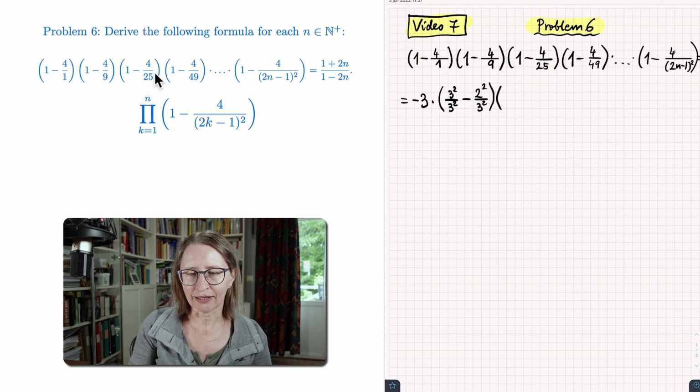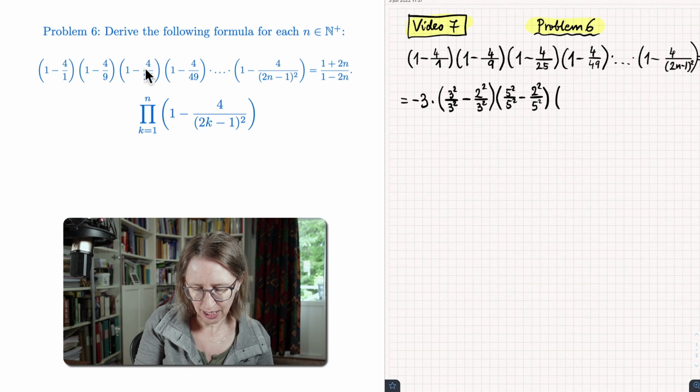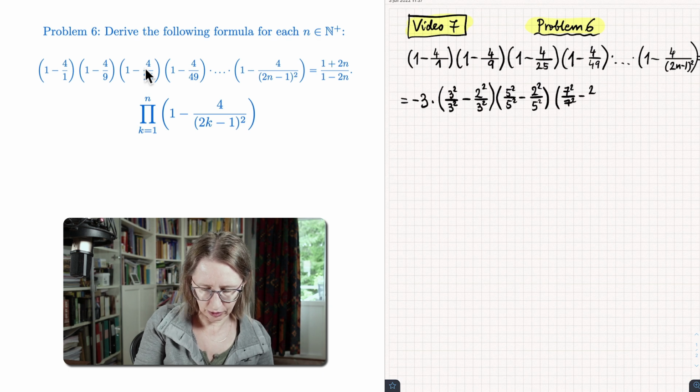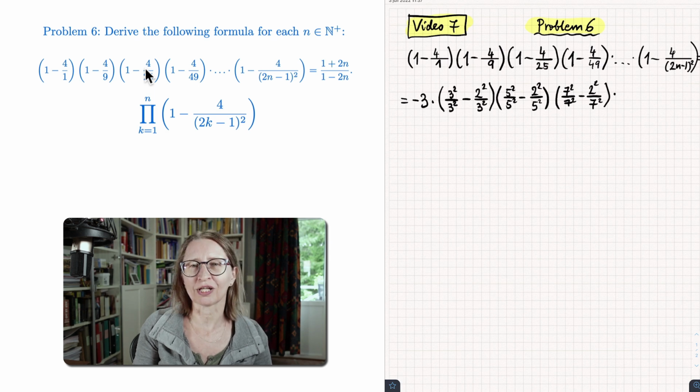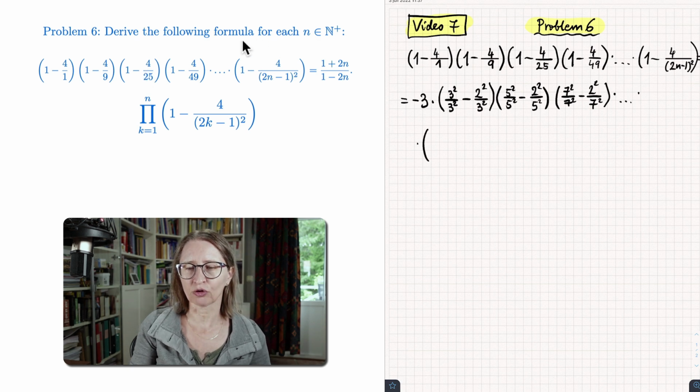But in the next one I have a denominator 5 squared. So I write here 5 squared divided by 5 squared, like this. And the next one, 7 squared divided by 7 squared minus 2 squared divided by 7 squared. And so on and so on. And now maybe I will write down the last but one, which is not visible here. But you know that it will be 1 minus 4 divided by, and now I need the previous odd number squared.